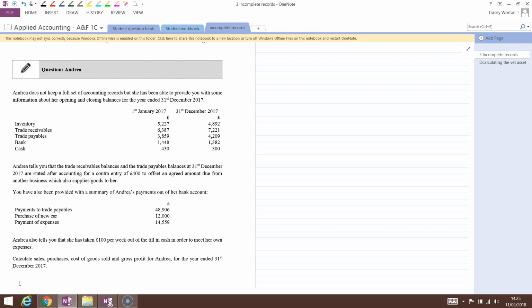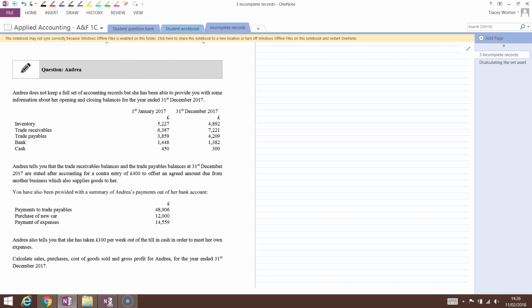So we've got some payments to the trade payables of £48,906. She bought a new car for £12,000 and she's paid some expenses of £14,559. So remember, they've all come out of the bank account. Andrea also tells you that she's taken £100 per week out of the till in order to meet her own expenses. So we have been asked to calculate a sales figure, a purchases figure, a cost of goods sold, and the gross profit for Andrea for the year ending 31st of December 2017.